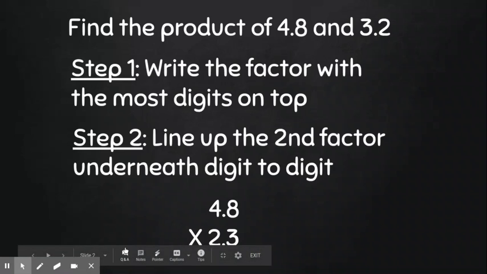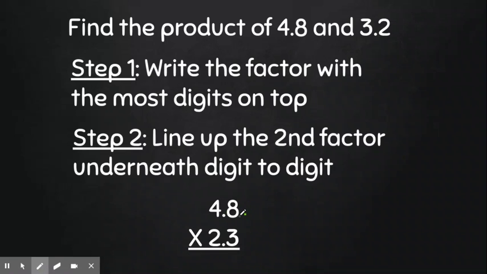Before we go on, we're going to estimate. I'm thinking about what these numbers would be rounded to the nearest whole number, because that makes sense. 4 and 8/10 is going to round to 5. 3 and 2/10: the 2 is 4 or lower, so I'm just going to ignore the number I'm rounding to, so that's 3. 5 times 3 is 15. My actual product should be somewhere in the ballpark of 15.